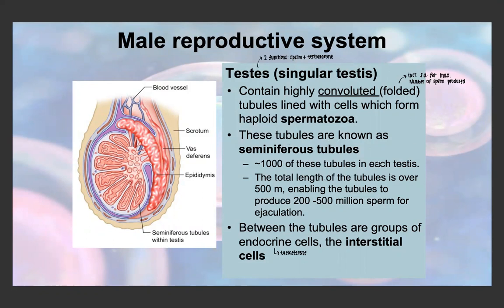There's around 1,000 per testis, and the total length of the tubules is over 500 meters, which is really long. It allows the tubules to produce 200 to 500 million sperm per ejaculation. Between each tubule are groups of endocrine cells, the cells that secrete testosterone, and these are called interstitial cells.